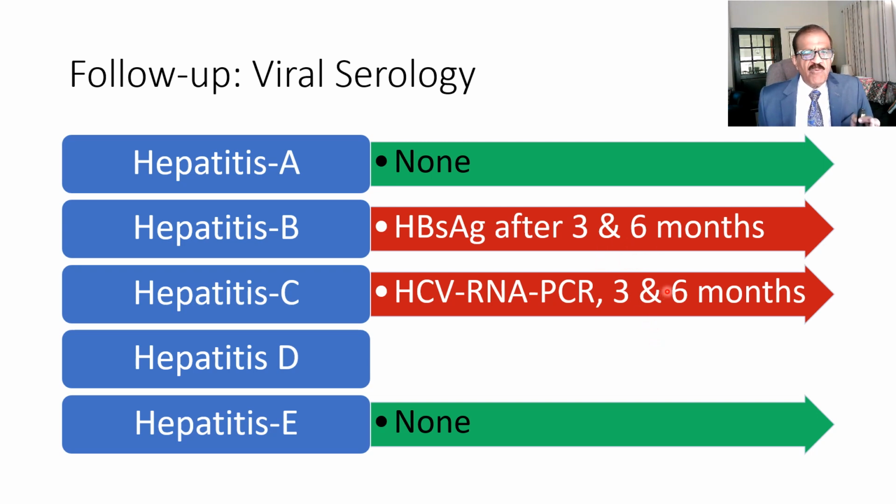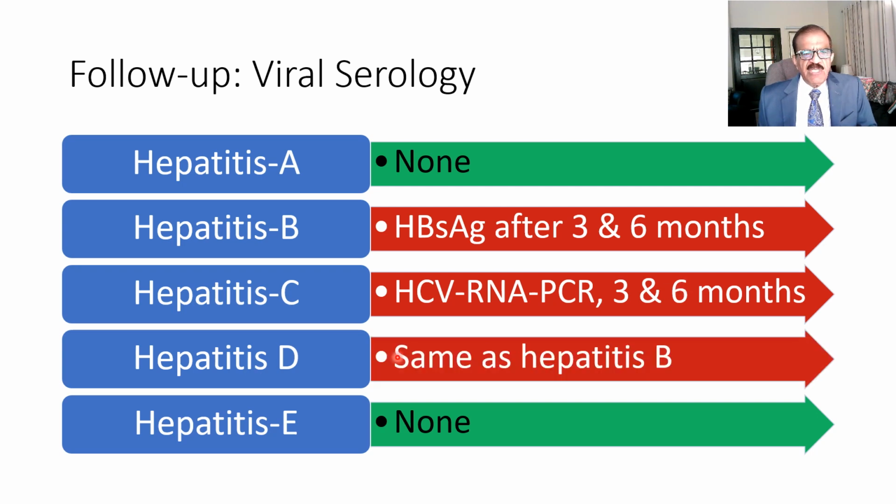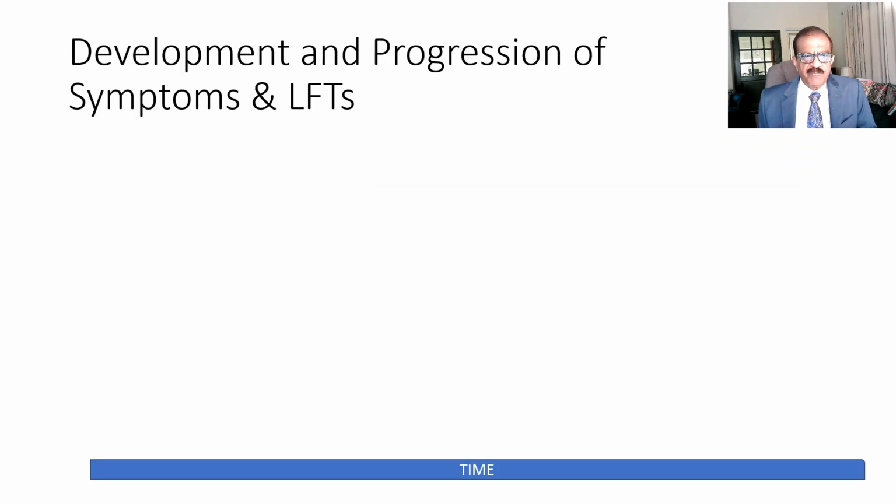But everybody would agree that after 6 months, if hepatitis B surface antigen is present here or this PCR is positive here, then they need to be treated as chronic hepatitis. Hepatitis D, same as hepatitis B. So this is the follow-up serology.